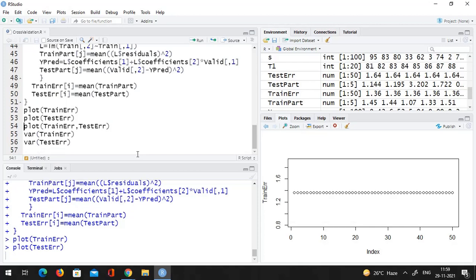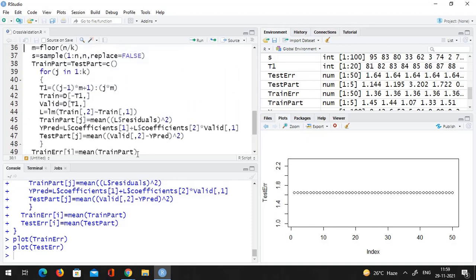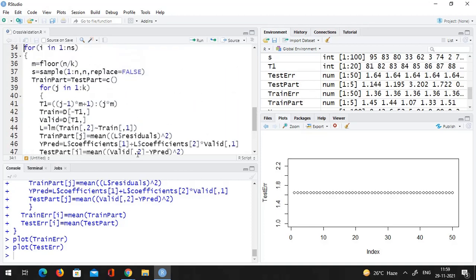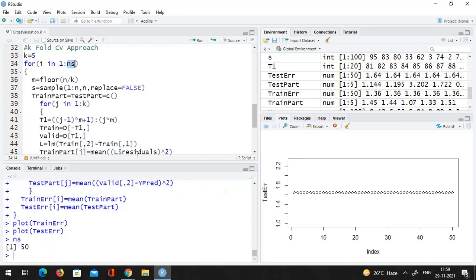So now let me try to run this whole thing 50 times. What is happening? Why am I getting a single value? Any idea where am I going wrong? Ma'am, that NS thing must be changed. No, NS is 50, that is correct. There's a very small mistake.